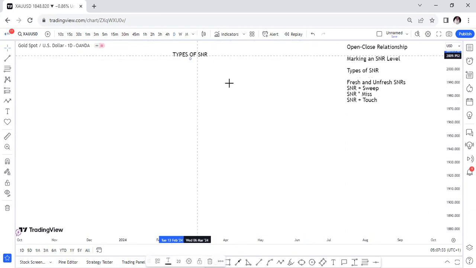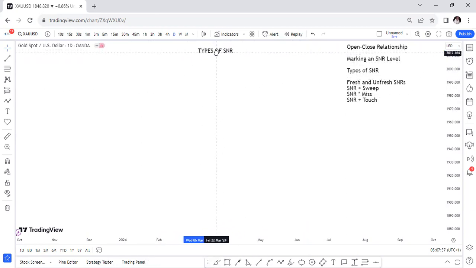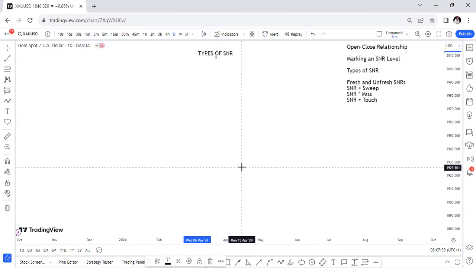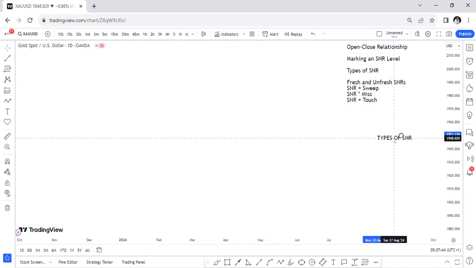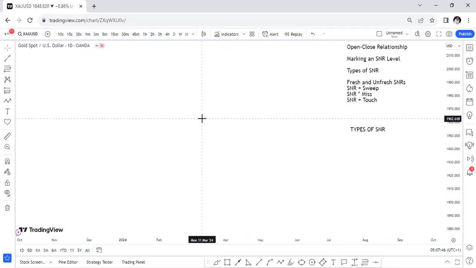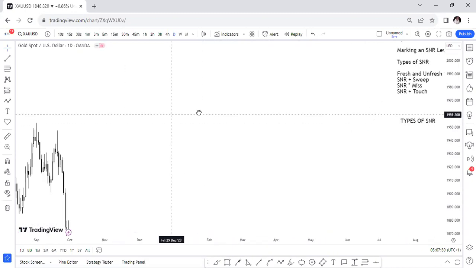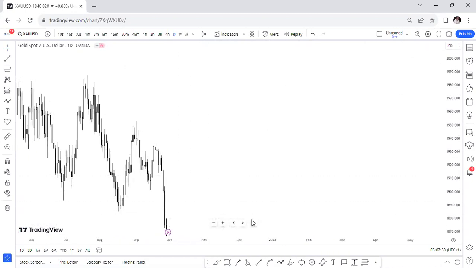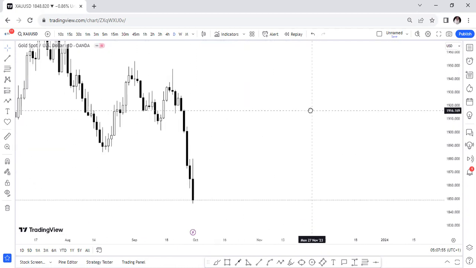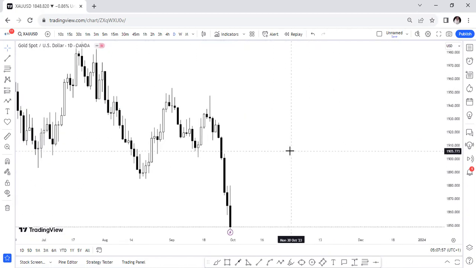Before we come to marking the SNR level, let's talk about that marking. How to mark your SNR level is most important. We talked about the wick and the candlestick, right? The wick displays the body in relation to the close, while the candlestick displays the high, low, close, and open.